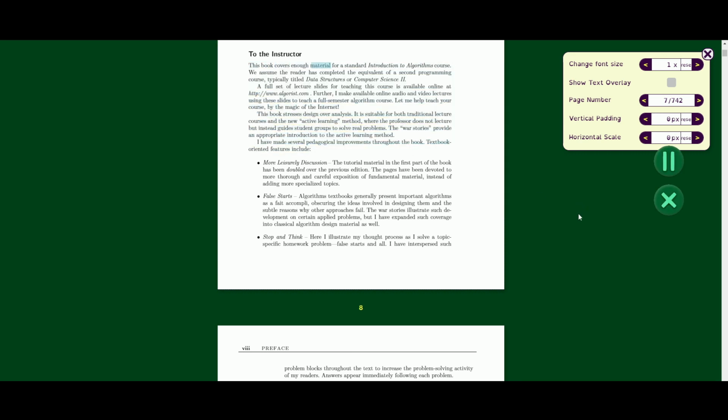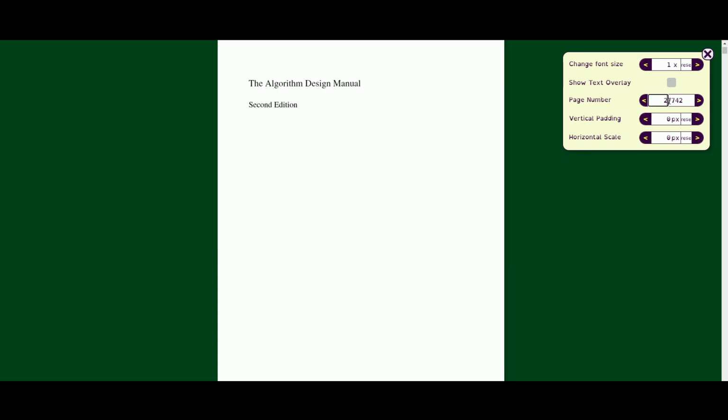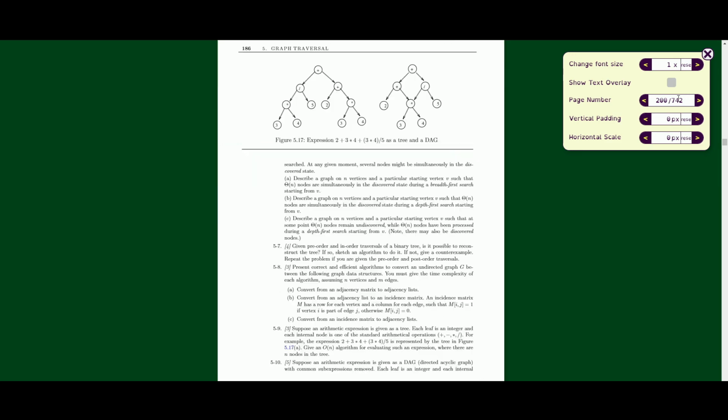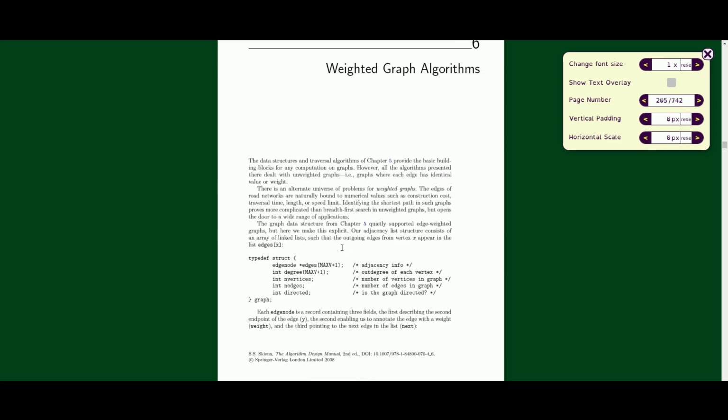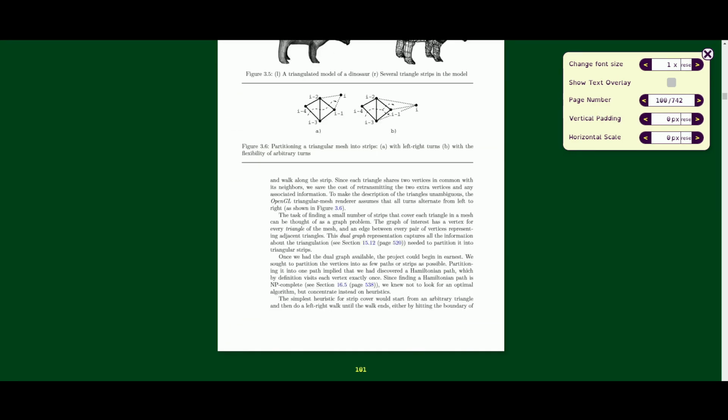This book covers enough material for a standard introduction to algorithms course. And it will still highlight. And then if you want to go to a specific page, we have this page number thing here. So if I wanted to go to page 200 and I don't want to scroll there, I could do that and it goes to page 200. And then you could scroll, and this will automatically track the page that you're on. And that's it for the PDF viewer.